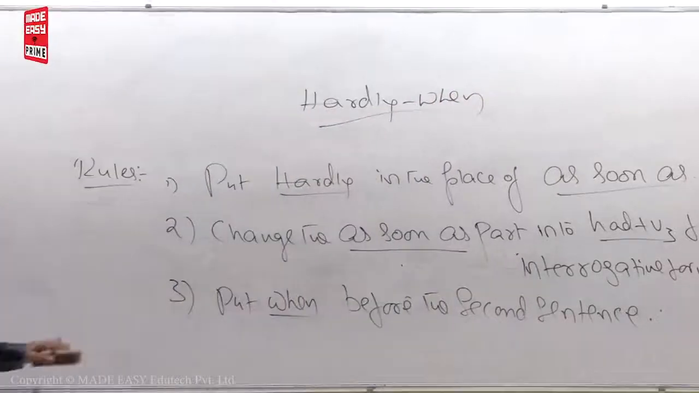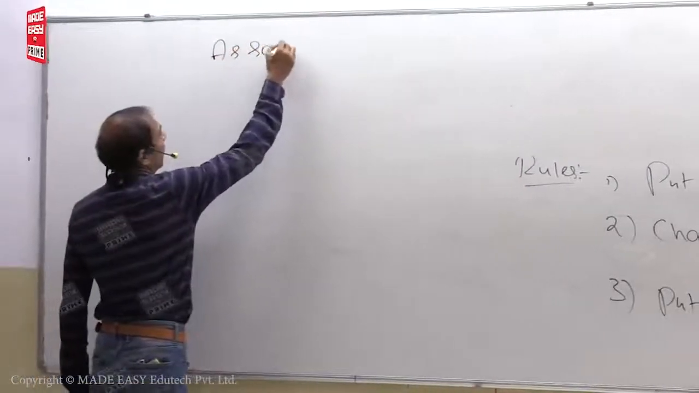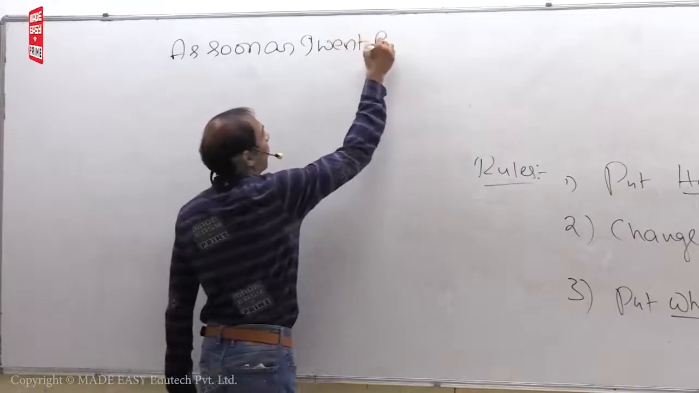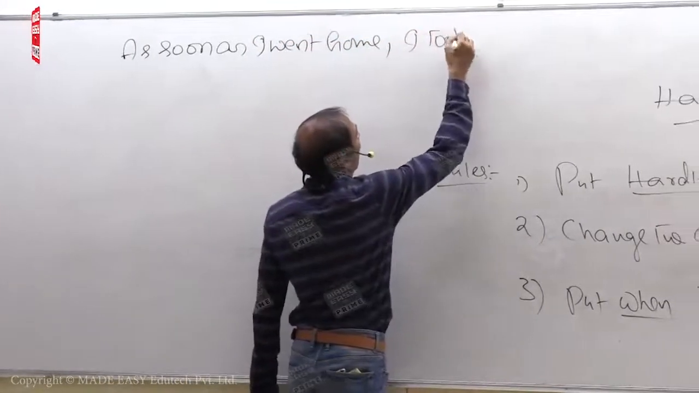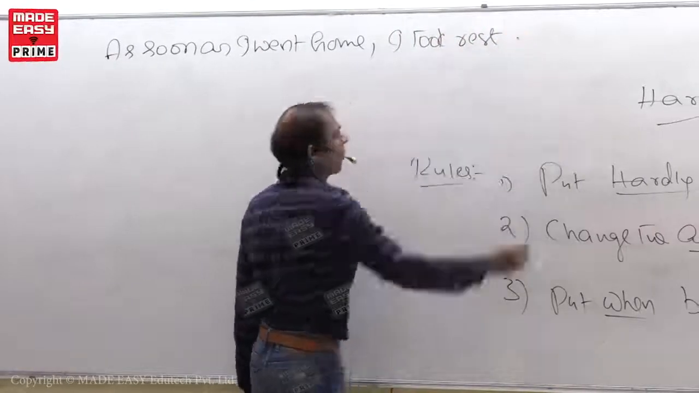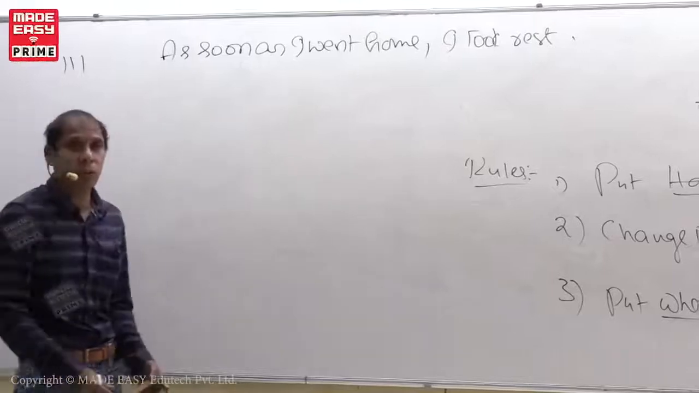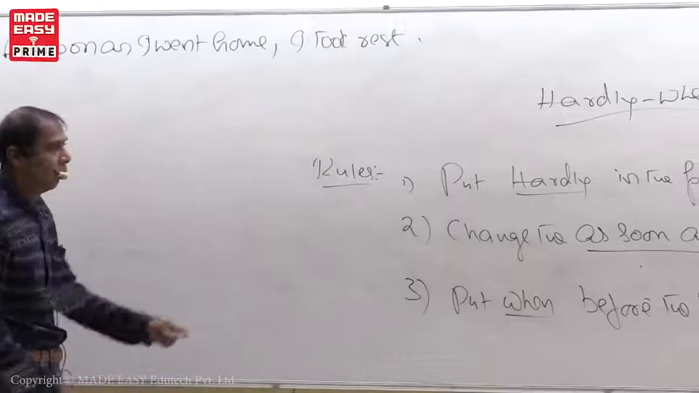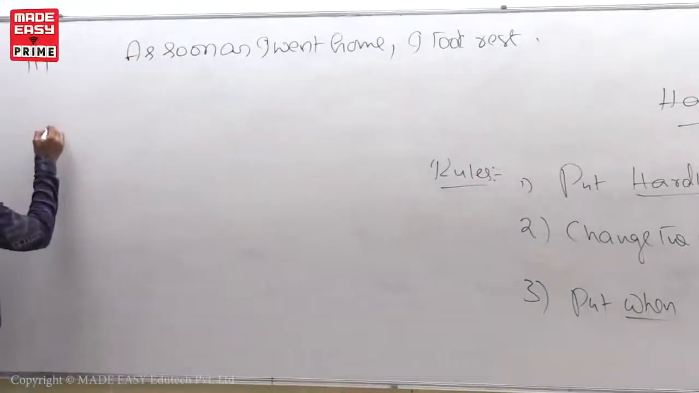Right? Hardly when. Now let us take one sentence. Same sentence let us take. As soon as I went home, I took rest. Right? Now how many rules? 1, 2, 3. What is the word you are using here? Hardly when. What is the first rule? Put hardly in the place of as soon as.